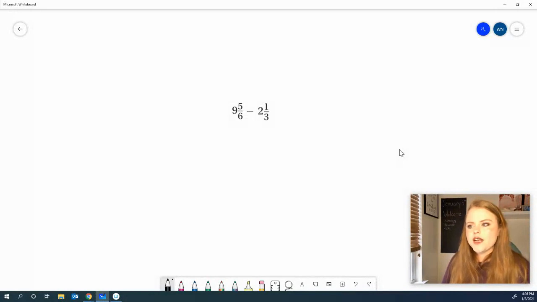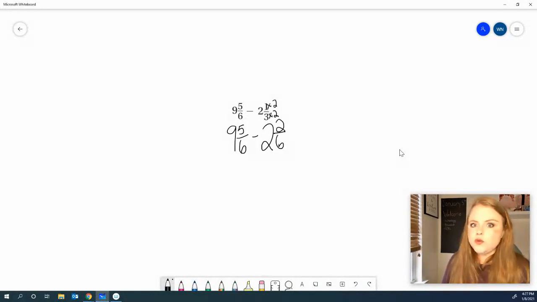Now you should go ahead and recognize that 3 times 2 is 6, so our least common multiple is going to be 6. Remember, there are some of these you should be able to start recognizing without having to make a T-chart. So we know our common denominator is going to be 6, so I can bring down my 9 and 5/6, and we'll make an equivalent fraction with the 1/3. Our denominator is 6. I had to multiply by 2 to get there, so I'm going to multiply by 2 on the top. 9 and 5/6 minus 2 and 2/6.